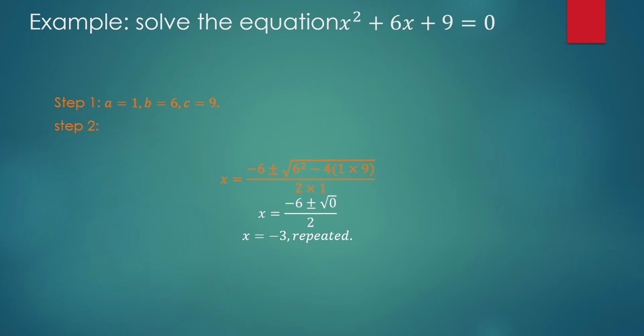If we substitute all those terms, b is 6, so it will be minus 6 plus or minus the square root of 6 squared minus 4 times 1 times 9, divided by 2 times 1. Then we have minus 6, and the square root inside will be just 0 because it is 6 squared minus 4 times 9, which is 36 minus 36. By simplifying all that we end up with x equal to minus 3, which is just a repeated root.